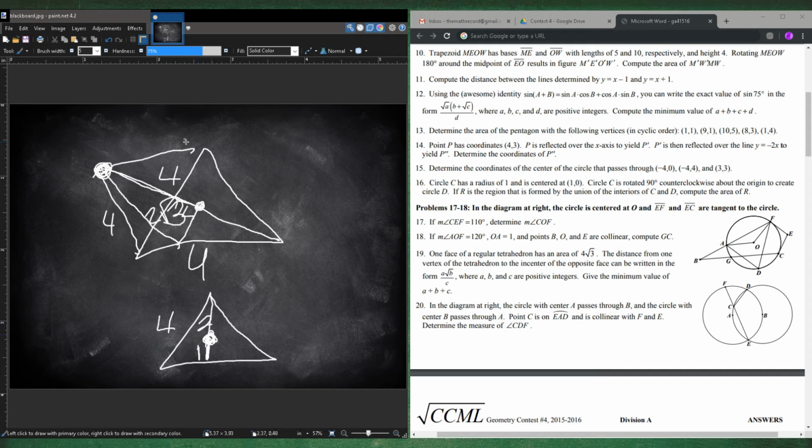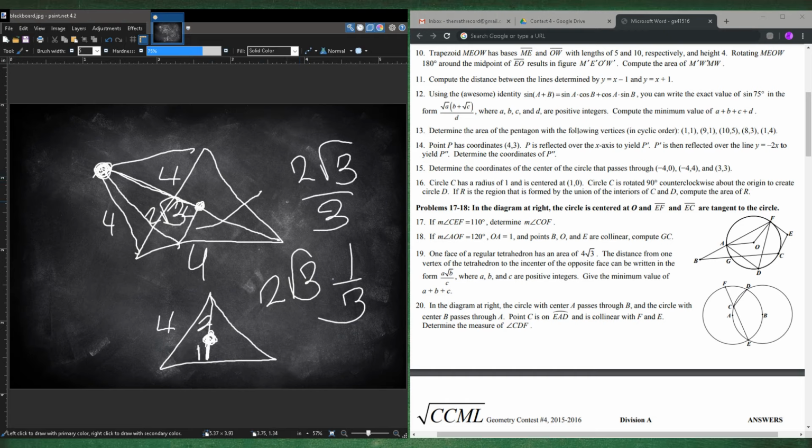So using that, since this is basically the same height, which is just 2 square root 3, then we just need to find this length, which is just 1 out of the entire thing, which is 1/3. So 1 plus 2 is 3. So this length is basically just 2 square root 3 over 3.